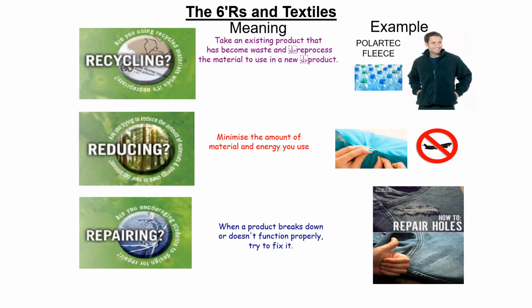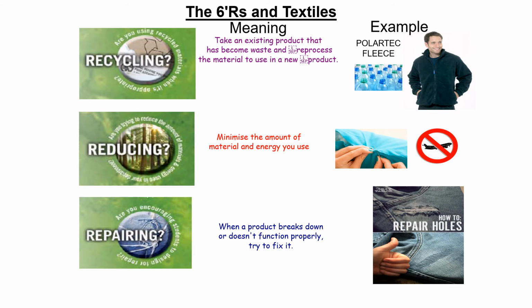The 6 R's. Recycling. Recycling means to take an existing product that has become waste and reprocess the material to use in a new product. A good example of this is PET. This is a type of plastic bottle that has been recycled to make a fabric. Reducing. Reducing means to minimise the amount of material and energy you use. Maybe doing things by hand or having less transportation.